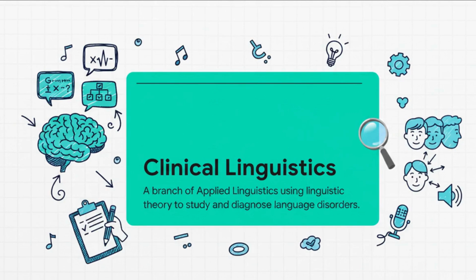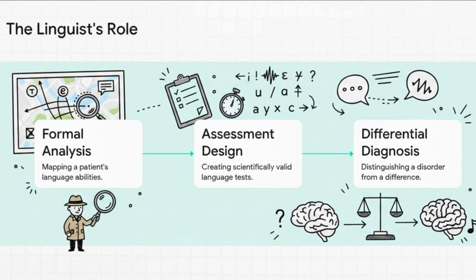in a clinical setting. Now, it's super important to know that a clinical linguist isn't the same as a speech therapist. Think of the linguist as more of a language detective. Their job is first, formal analysis. That means creating a really precise map of a patient's language abilities. They also design the actual assessment tools, the tests used to figure out what's going on. And maybe most importantly, they help with differential diagnosis, which is all about telling the difference between a language disorder and just a language difference, like having an accent.